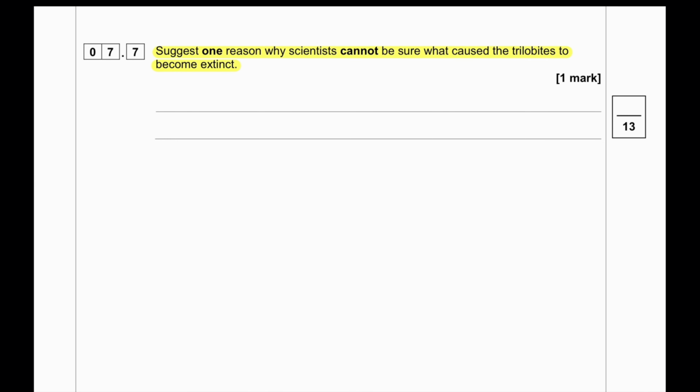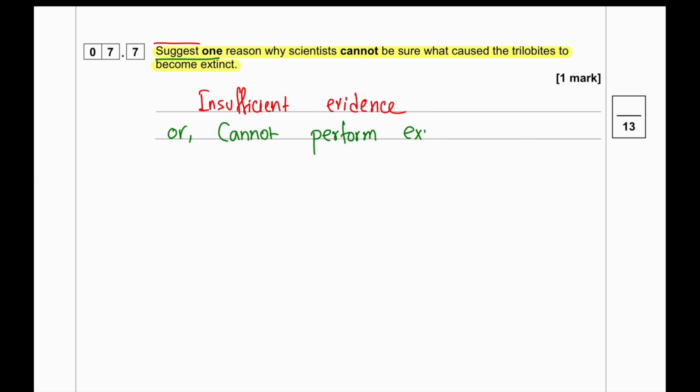Whenever this particular answer comes in, guys, because this is a reason that we are supposed to give a suggestion of, it has a very common answer, that is insufficient evidence, cannot perform an experiment to find out. So any one of those 2 points we can write out.